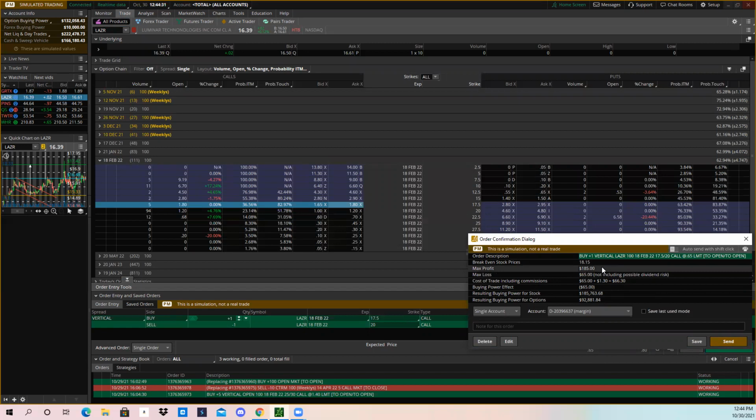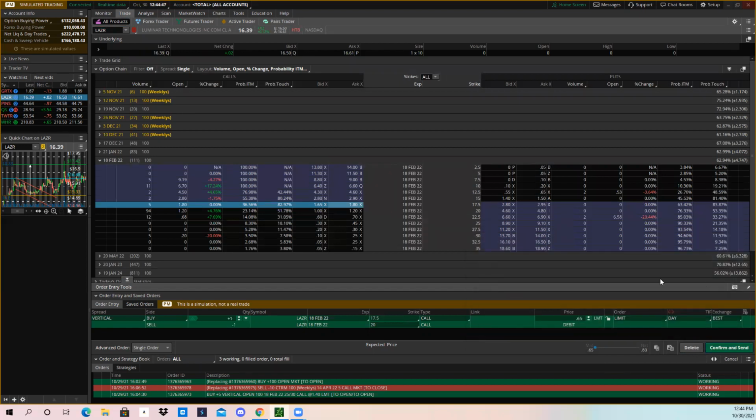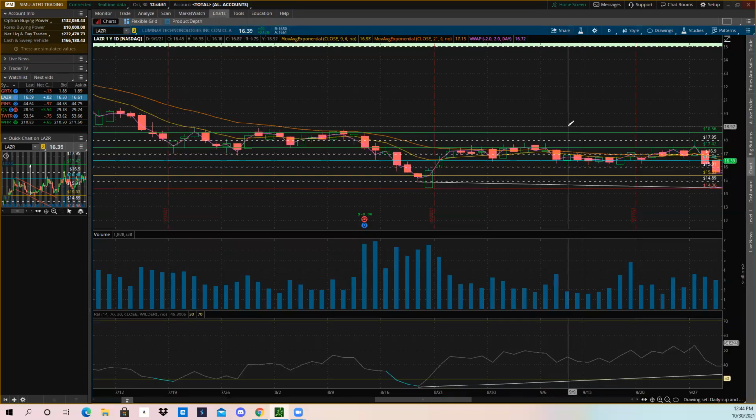So that's about 300% increase, max profit potential. And all you need to do is have Laser at 17.5, or you have to have it at 20 or higher by February 18th. So to me, that seems like a great trade and a great possibility if you're bullish on it.